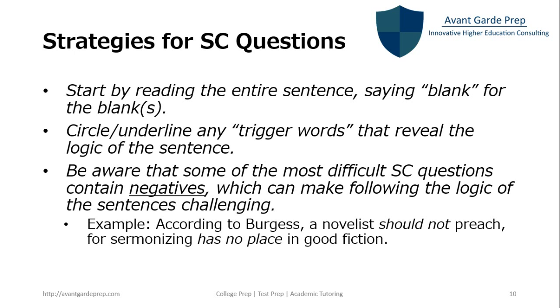If you look at this example, "According to Burgess, a novelist should not preach, for sermonizing has no place in good fiction." There's a negative in each clause, "should not preach" and "has no place." And we have this transitional word "for," which is a one-way conjunction that indicates that the second part of the sentence is going to explain the first part. So a novelist should not preach. We could almost insert the word "because" right here, because sermonizing has no place in good fiction. "For" and "because" are both one-way conjunctions. But negatives make it just a little bit more difficult to keep the logic of the sentence parallel.